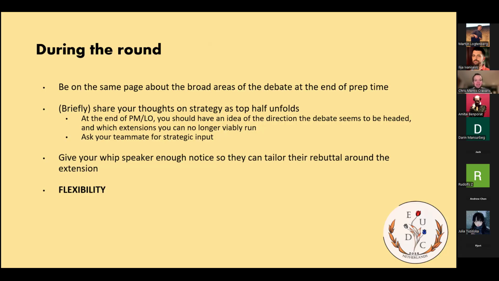And the last thought I want to leave this on is be flexible, okay? Don't just go for the cookie cutter extension or the thing that seems most convenient, but listen carefully, turn off the part of your brain that knows how to judge, and use it to figure out how you would have won the round if you were in your opening's place. And use those fixes to beat the debate that has unfolded in the top half.